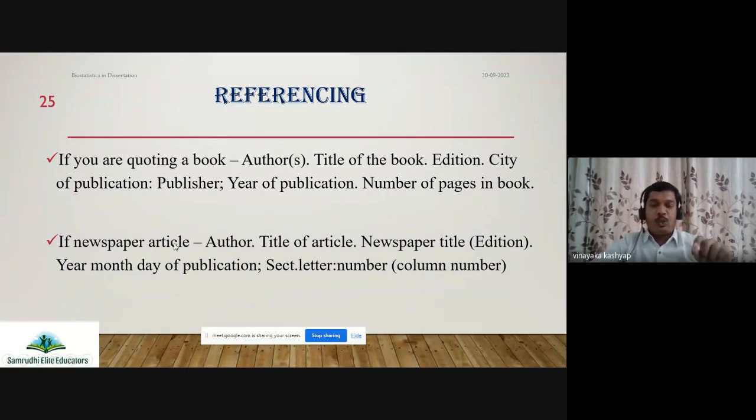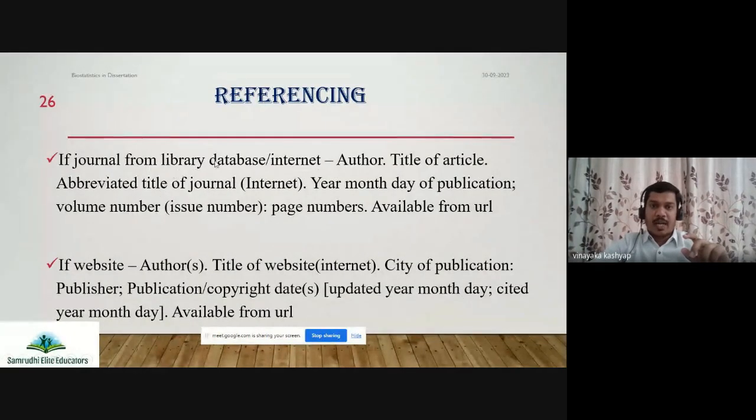Now if you are quoting a newspaper, then you are supposed to write the author name, then the title of the article, then the newspaper title, which edition it is, then which year, month and day of publication, and which section. Then the letter, the number, column number, page number, all these things will come in a newspaper article. Usually we very rarely quote any newspaper article, because in our dissertation 90% of the work will be done by books and original articles. Only rarely do we go for internet sources or CME or conference sources, and very rarely for a newspaper article. Then comes a journal from a library database or an internet source.